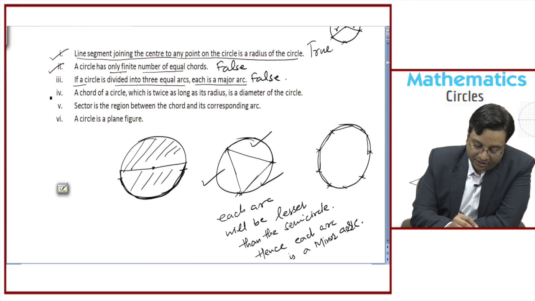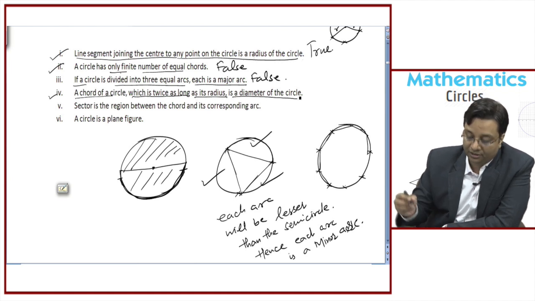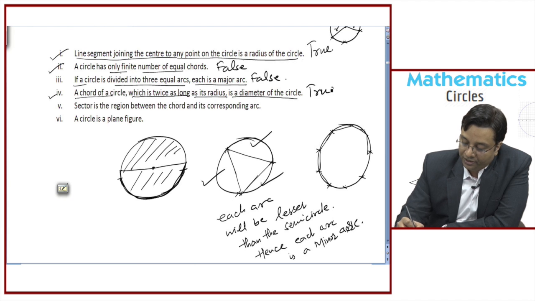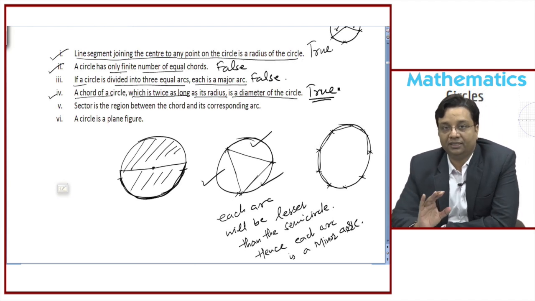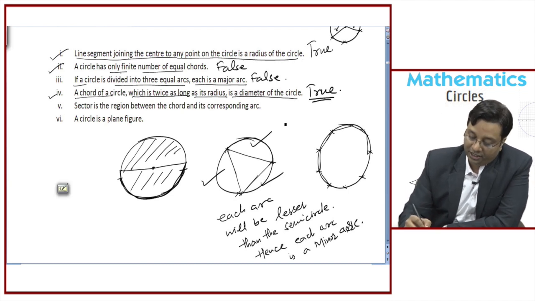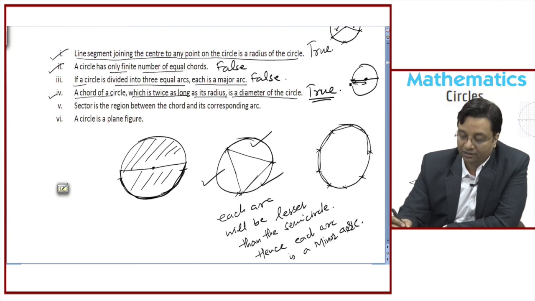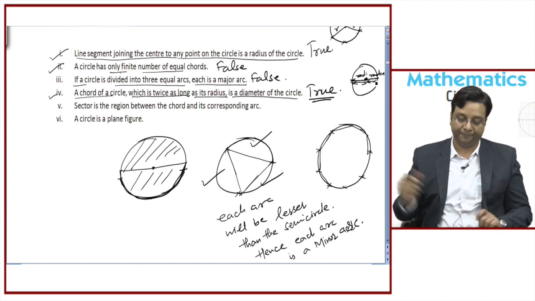Okay. Let us look at the fourth statement. A chord of a circle which is twice as long as its radius is the diameter of the circle. So obviously it is true, because this is the definition of the diameter, that it is double the radius, right? Or it is the longest chord, which means that it will pass through the center, and the distance from the center to any point on the circumference is known as the radius. So this part is also a radius, hence the diameter is twice the radius.